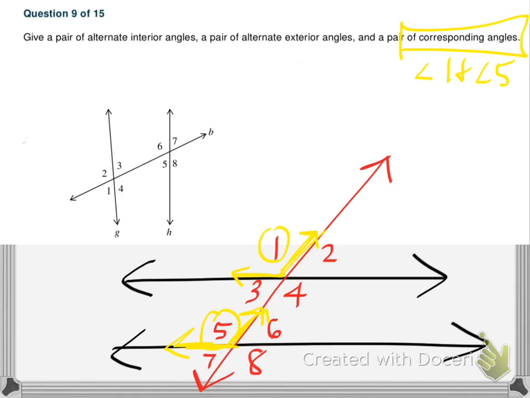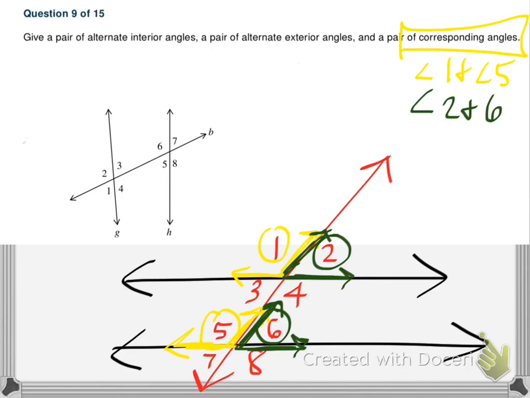Another pair, as we change the color, we'll go with green next. If I take a look at angle 2, and now I'm going to trace its shape. So here's how angle 2 looks. If I were to go down to what? Angle 6. Those two angles look identical. So angle 2 and angle 6.